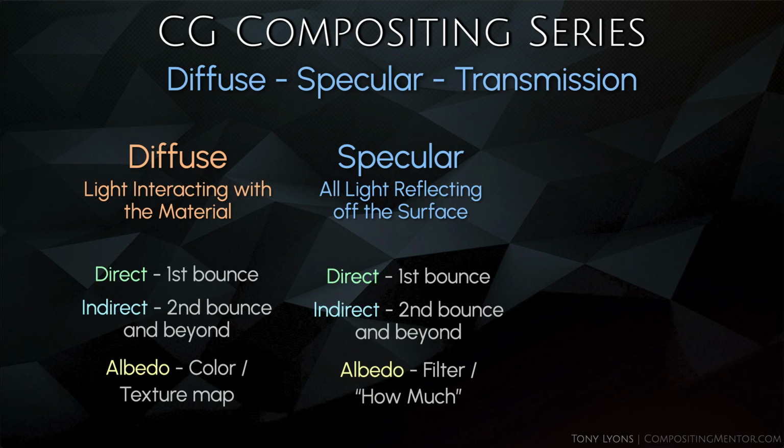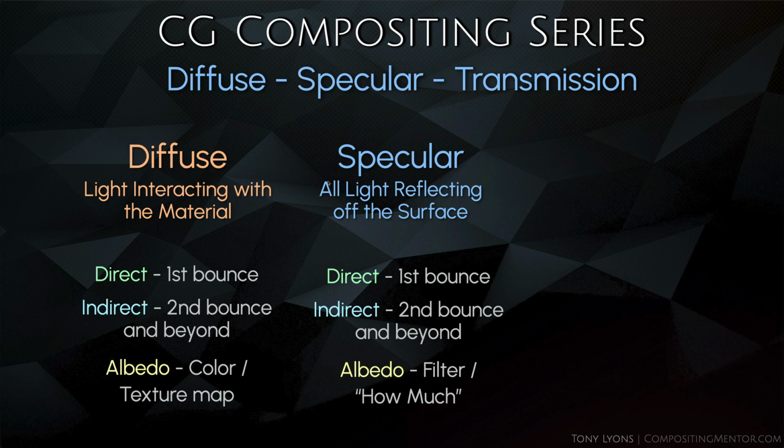Let's take a quick look at how the diffuse and specular passes were broken out as far as direct, indirect, and albedo. Over here we have diffuse, with light interacting with the material, and we have direct, which is the first bounce of light, so light bouncing off the object then to the camera. Indirect is the second bounce and beyond. It could be 100 bounces, could be 4 bounces, so second and up, right? Which is everything else in the scene. And then we have albedo, which describes the color or the texture map of the object.